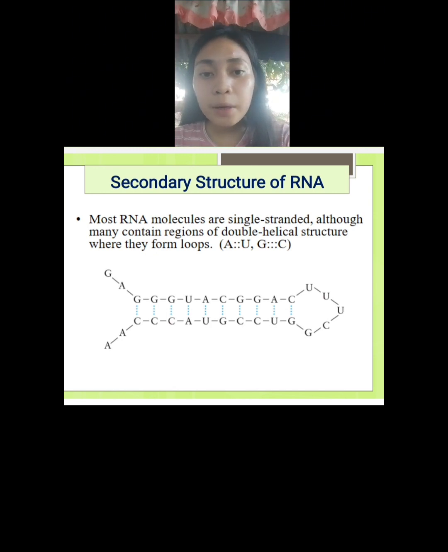These base pairings and sequences contribute to the secondary structure of the RNA molecule, allowing it to fold into a specific shape and functional structure necessary for its biological function.